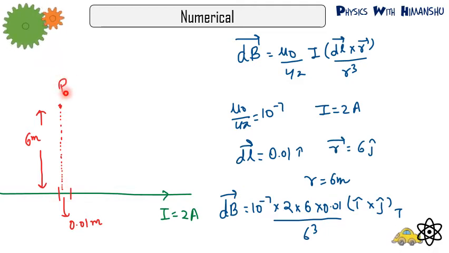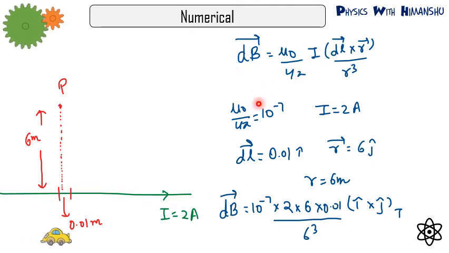I want to find the magnetic field at point P due to this small length segment. So dB is mu naught by 4 pi I dl cross r divided by r cube. This is the vector form. The vector form is very useful because it will give you the value as well as the direction both. So now let's find out the values of all the constants.